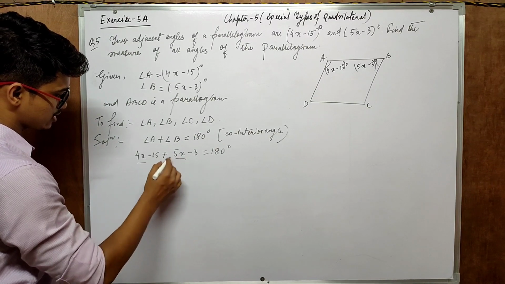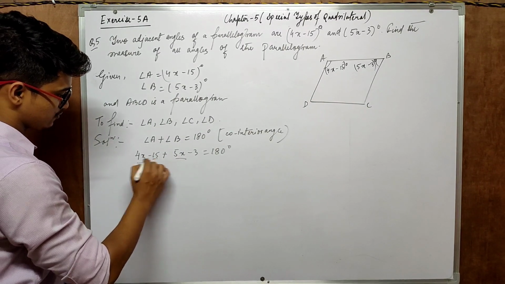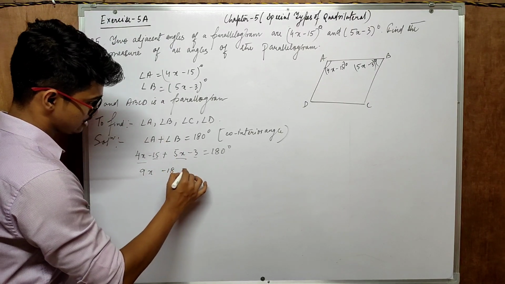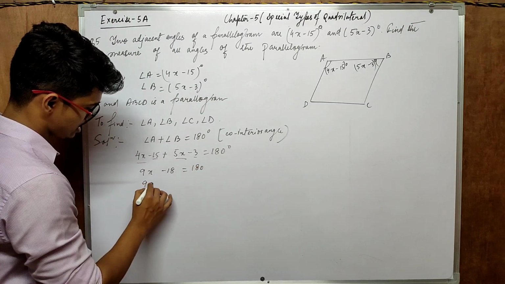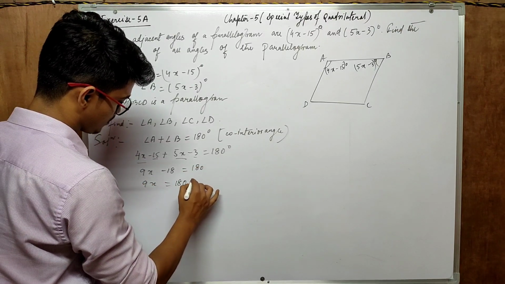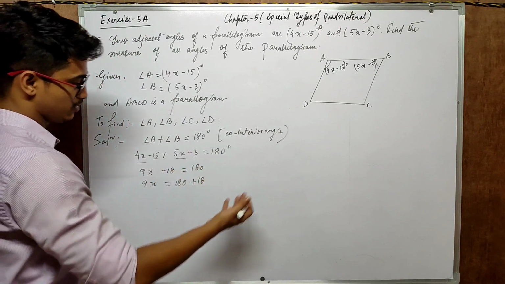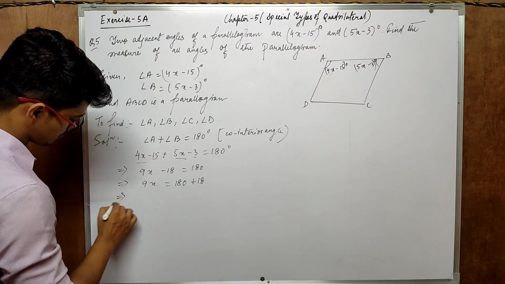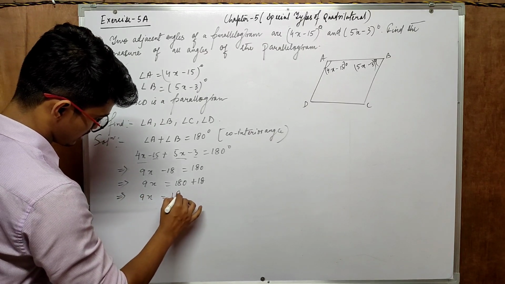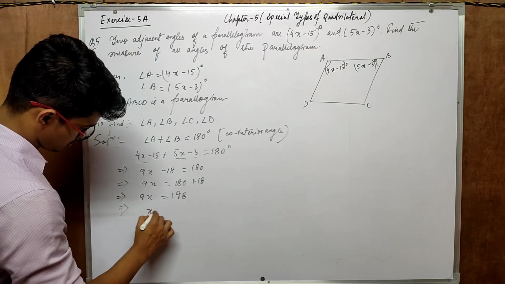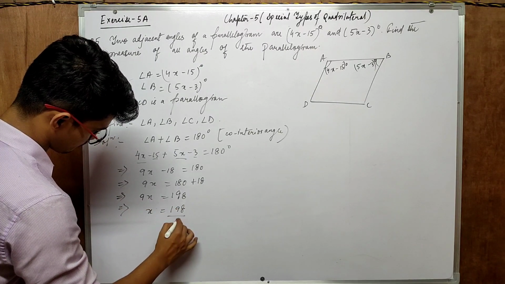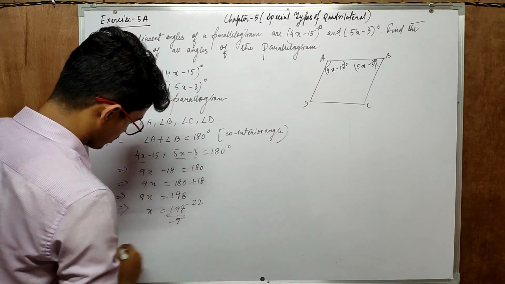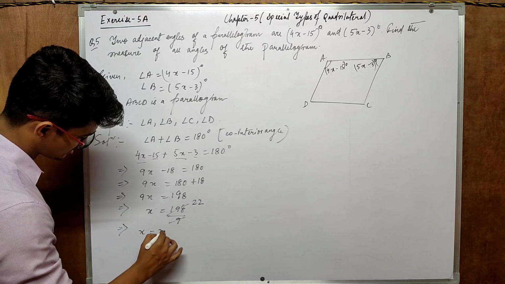So that is 4x and 5x, 5 plus 4, that is 9x, and 15 and 3 are both under the minus sign, so that means minus 18 equal to 180 degrees. So 9x equal to 180 degrees plus 18, because minus is there, it will go to the right-hand side and become plus. Implies 9x equal to 198. So it will become 198 by 9, and what is it? It will be 22. So therefore x equal to 22.